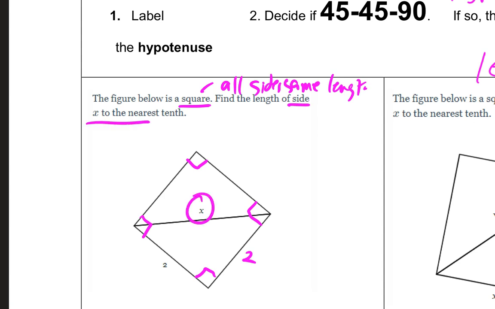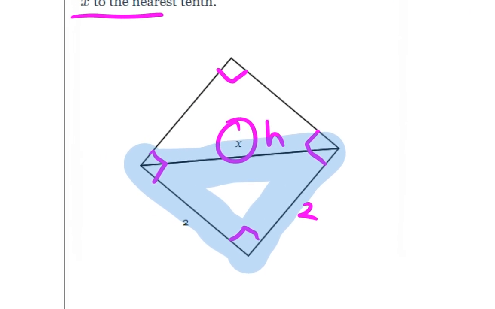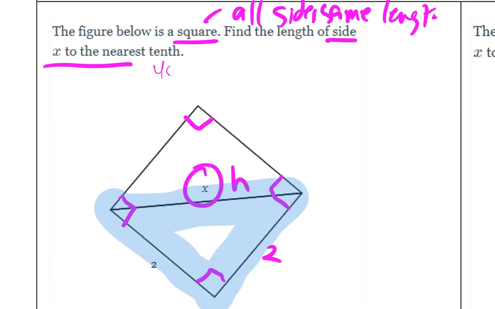We said the first step is to label the hypotenuse. So this is the hypotenuse, because imagine this is a square, making a square just like that. If we know this is a diagonal, then it has to be a 45, 45, 90. So we are given a leg, and we're trying to find the hypotenuse.